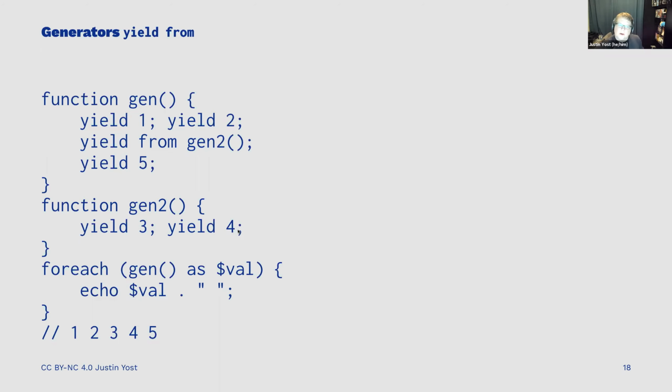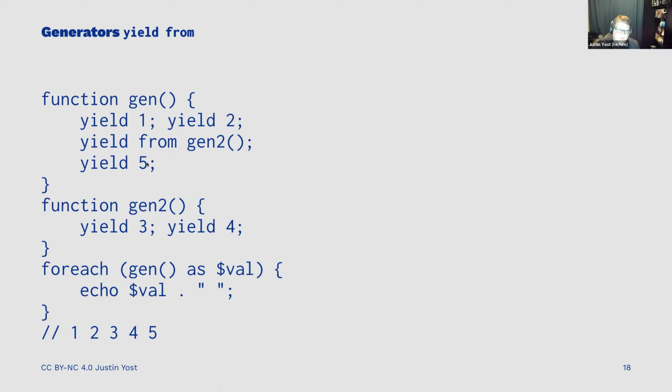We yield 4, pause here. 4 gets popped up the stack out of gen into as val. Echo val, so we echo the 4, come back around, call gen again. We call back in here. We're in this yield from. We look at gen 2 and gen 2 says, hey, I'm out of values. And we say, cool, you're done. That line of code is done.